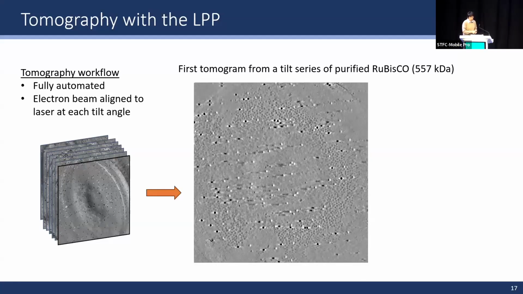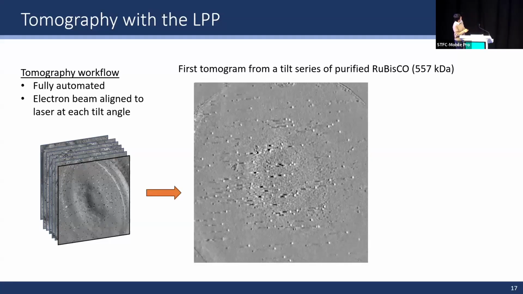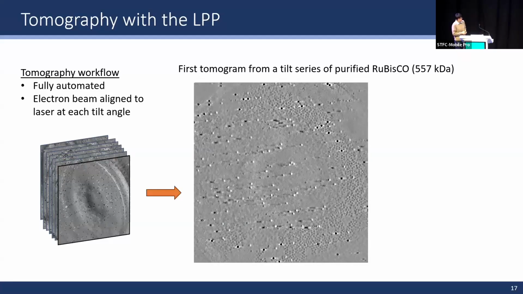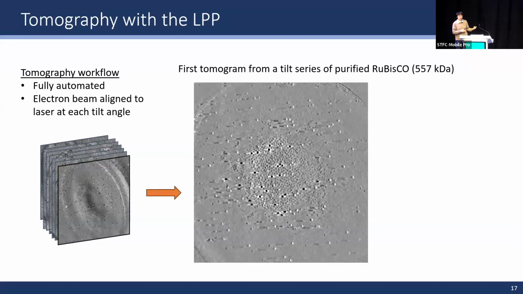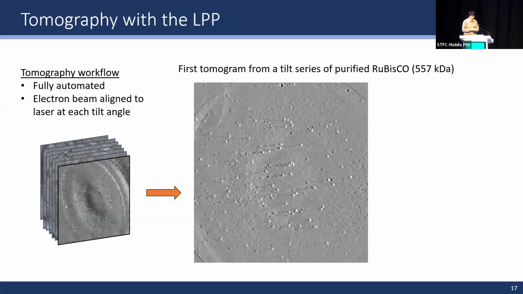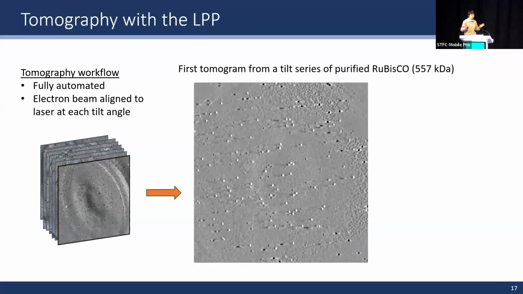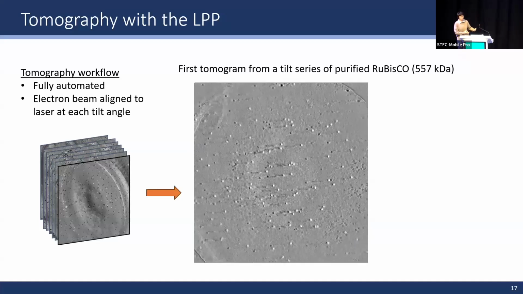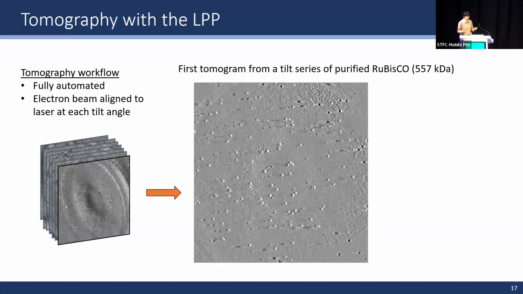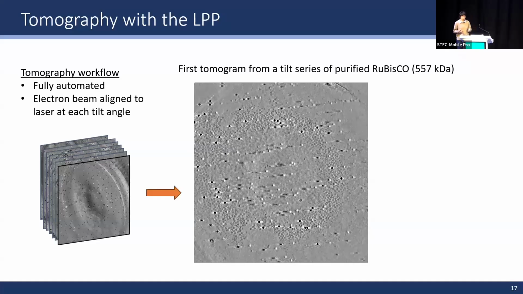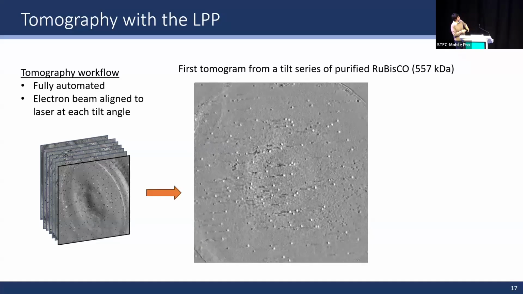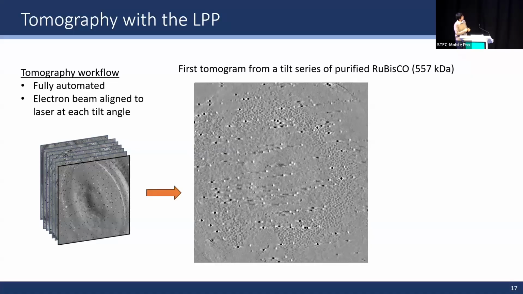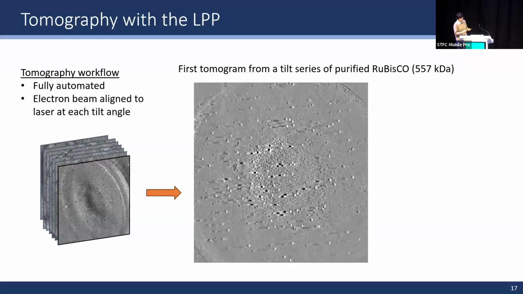One point I would like to mention, though, is you may be wondering what these black spots and white spots are. These black spots are actually the gold fiducials in our samples. We actually think we don't need these gold fiducials, even though it is standard practice. With the laser faceplate, we can do tilt series alignment even without them.